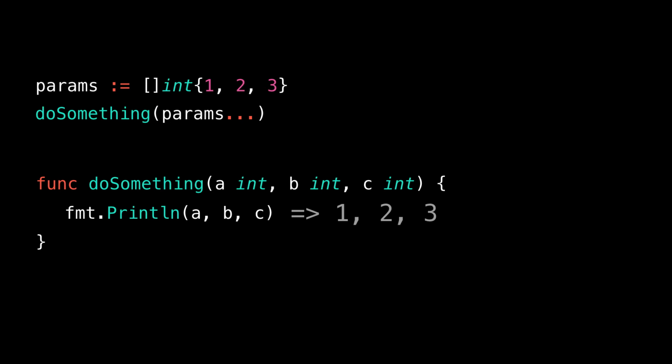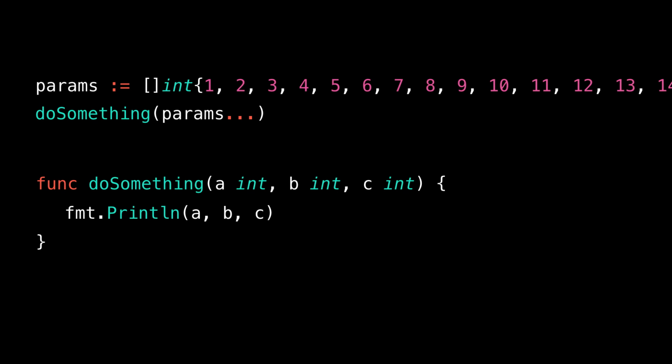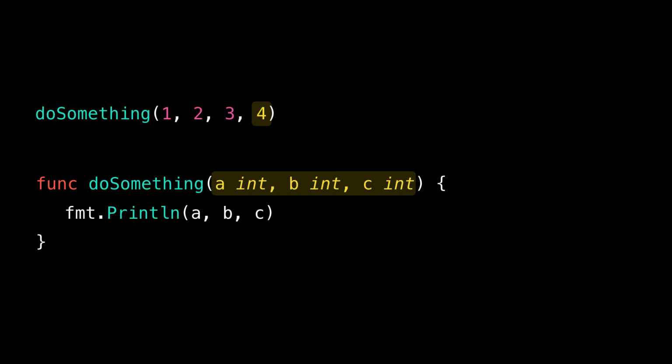Well, let's pose a real problem that could happen. What if our slice contains more than 3 elements? What if it contains 4, or 5, or literally any number of elements? The doSomething function can't handle this. Sorry, that's a really big slice, but let's say we have 4 elements, for the sake of simplicity. As we know, this is the equivalent of writing this, which would naturally throw a compiler error, as we're trying to pass a 4th argument into a function that can only take 3.